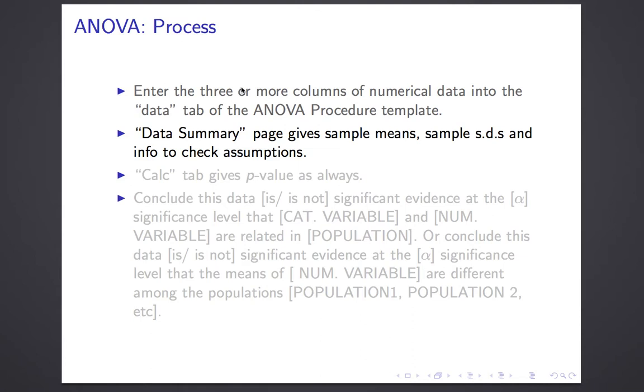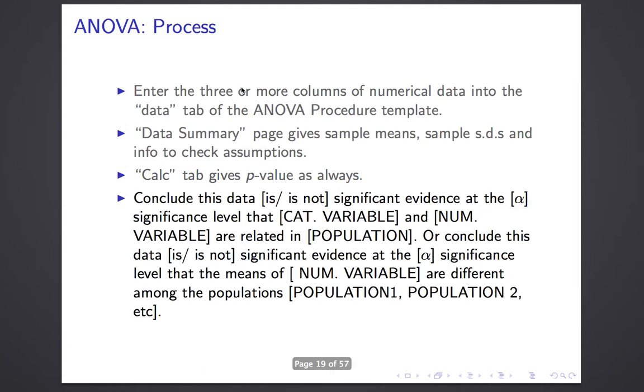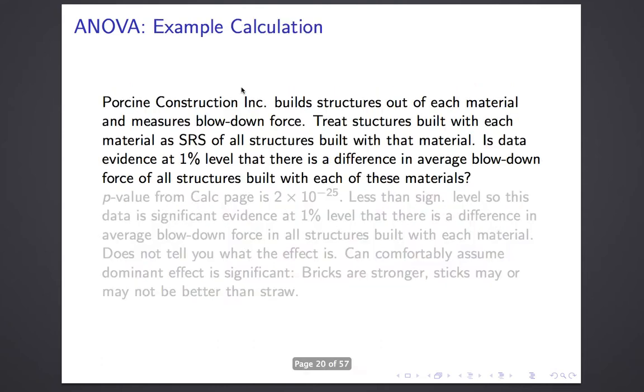The next tab over is the data summary tab, and it gives the sample means and the sample standard deviations of each sample, as well as the sample size, and other information that's relevant to the computation or to checking assumptions. We'll take a look at that. The calc tab gives the p-value, as always, and as always, if the p-value is less than the significance level, we'll conclude this data is significant evidence at the alpha significance level that the categorical variable and the numerical variable are related in the population. If the p-value is greater than the significance level, we'll just say that it's not significant. Second way to say this is the data is or is not significant at the alpha significance level that the means of the numerical variable are different among the populations straw, sticks, and bricks, or whatever your populations are.